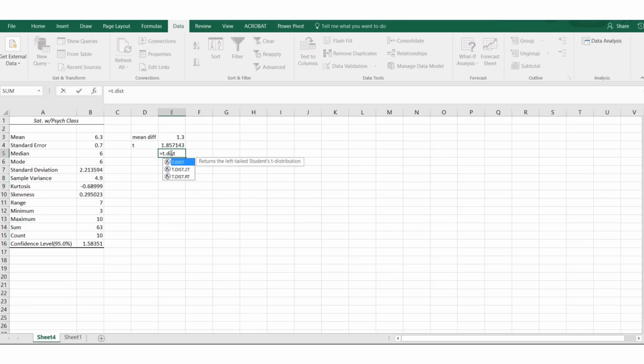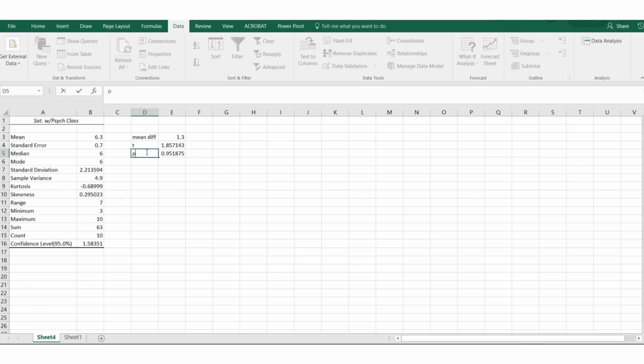So T.DIST, and then you're going to open the parentheses, click on your t-value, then comma, and then you need a degrees of freedom. So your count is your sample size, and then you do your sample size minus 1 to get the degrees of freedom. So 10 minus 1 is 9. Then you're going to put TRUE. TRUE gives you the percentile. If you put FALSE, then it just gives you the individual values. So for this class, you will always put TRUE. Cumulative probability means percentile. It's a different word for it.